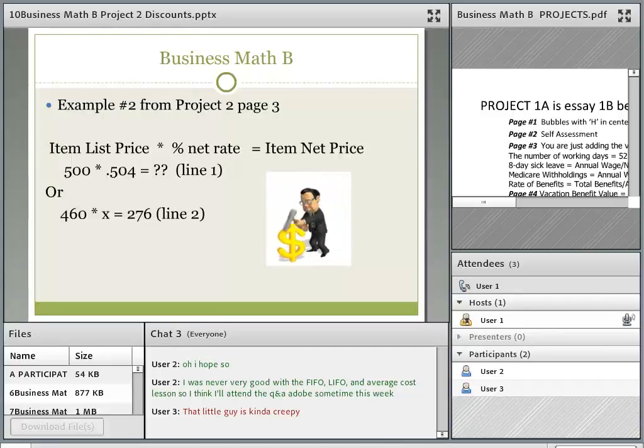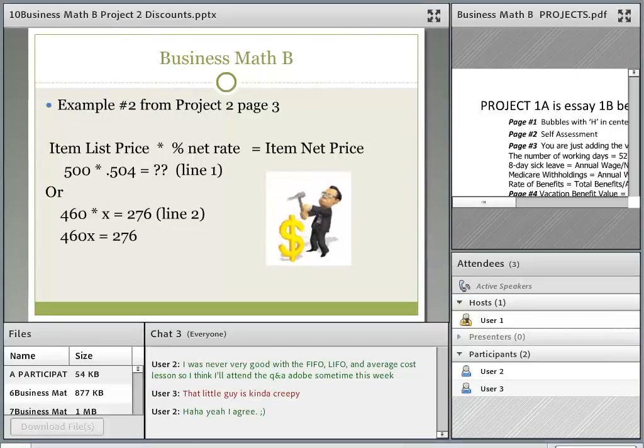This one is a little bit different. This one we know the item list price of $4.60. We do not know the rate, and we know the net price. So you just fill in the formula with the numbers that you have. So in this one, what you would end up doing is you divide both sides by 460, and that would give you your answer.